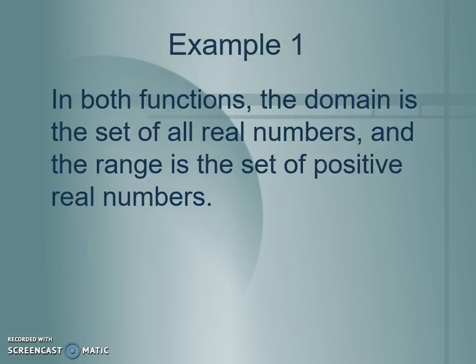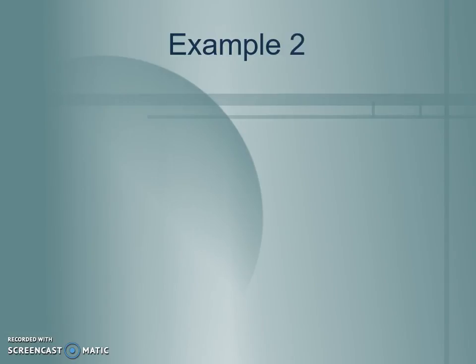I think I went backwards. There we go. So in both functions, the domain is the set of all real numbers because we are going as far to the left and as far to the right as we can, which will go on forever and ever and ever. But the range is never going to get all the way down to the x-axis.